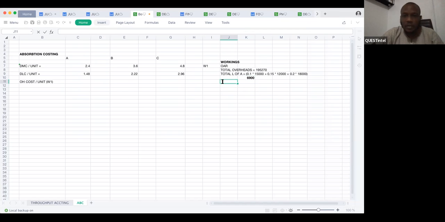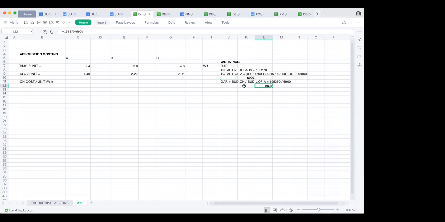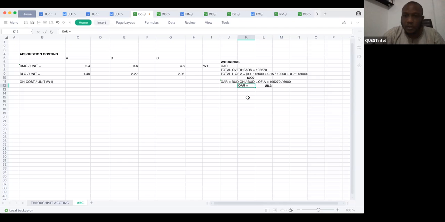Okay, so our overhead absorption rate now will be equal to our budgeted overhead divided by our budgeted level of activity, which will be equal to 195,270 divided by 6,900. So 28.3. So our OAR is equal to 28.3.